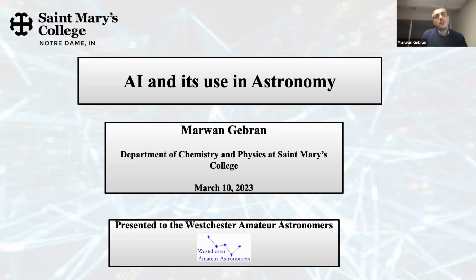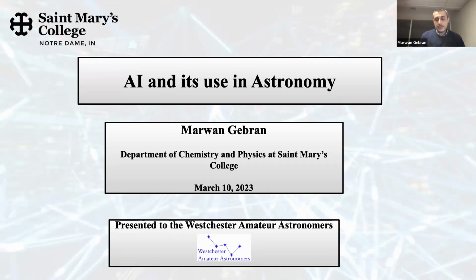I will be presenting two parts in this lecture. The first part will be introducing artificial intelligence, just to give you an idea about what artificial intelligence is and how it is capable of learning from experience. And then the second part will be the application of artificial intelligence in astronomy, mainly in galactic and stellar astrophysics.